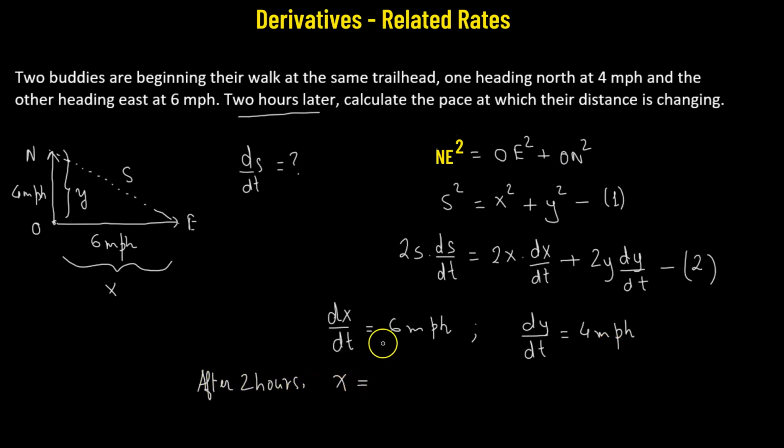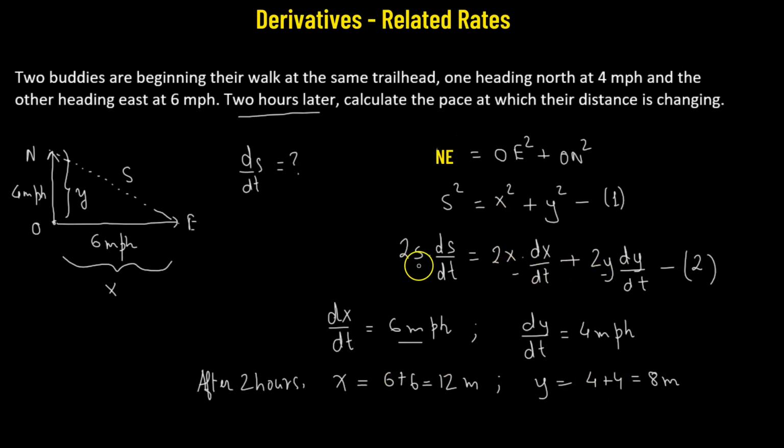x will be equal to, so dx over dt means what? It is moving at the rate of 6 meters per hour. That means in 1 hour, one of the friends has covered 6 meters. So after 2 hours, it will cover 6 plus 6, which is 12 meters. Similarly for y, who is moving at the rate of 4 meters per hour, after 2 hours the person will have covered 4 plus 4, which is 8 meters. Right. So we have the values of x and y here.